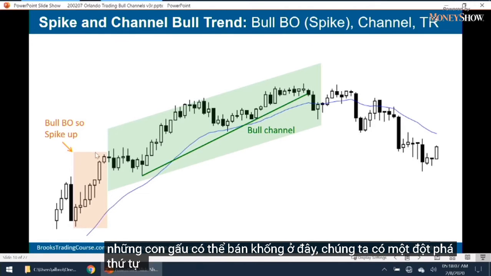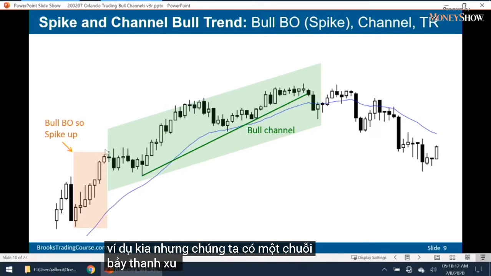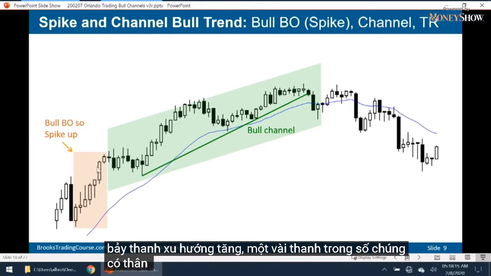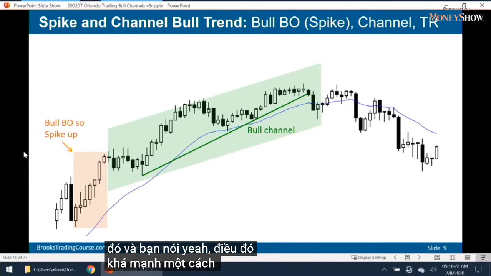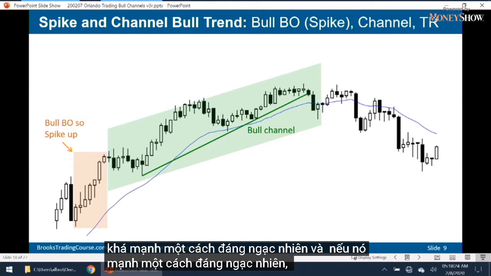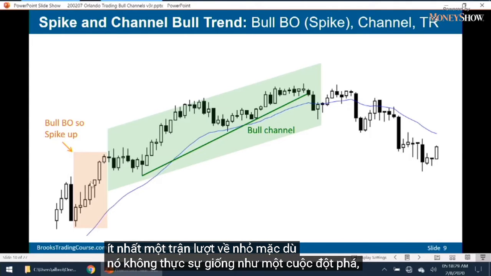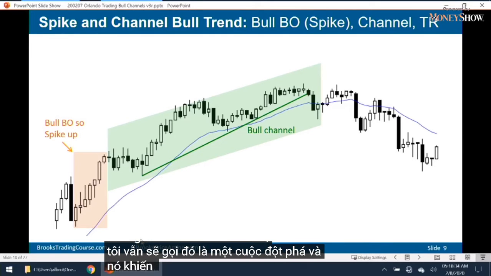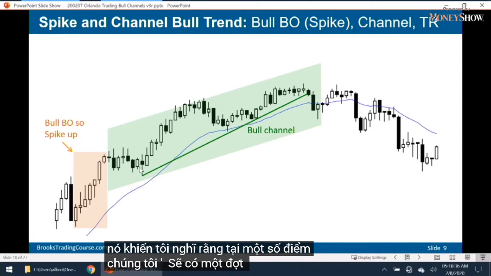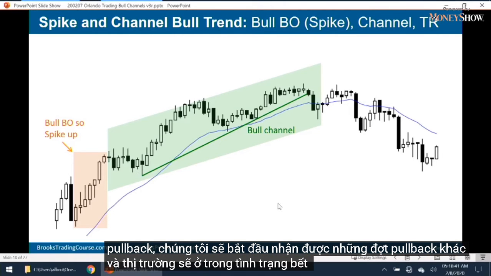Here we have a breakout that is not nearly as strong as in the other example, but we have a series of 7 bull trend bars, a couple of them with decent sized bodies, several bars closing on their highs. So you look at that and you say, that's pretty surprisingly strong. And if it's surprisingly strong, you're expecting at least a small second leg up. Even though it doesn't really look like a breakout, we have small bodies and tails, I would still call that a breakout. And it makes me think that at some point we'll have a pullback, and once we have a pullback, we'll start getting other pullbacks, and the market will be in a bull channel.